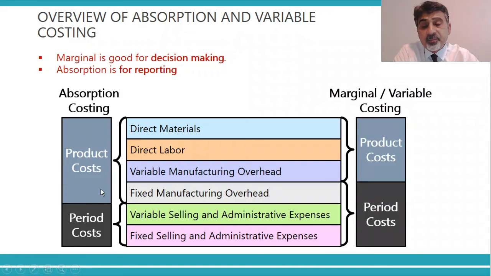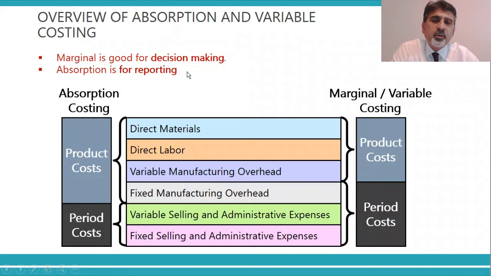So I'll repeat again, in absorption costing, the product cost consists of 4 cost elements: direct material, direct labor, variable production overhead, and fixed production overhead. Whereas in the marginal costing method, the total cost of a unit of output consists of only 3 items, and all 3 are variable costs: material, labor, and variable overhead. Fixed overheads you will not include. Marginal costing we use for internal decision making purposes. Absorption costing we use for reporting purposes.